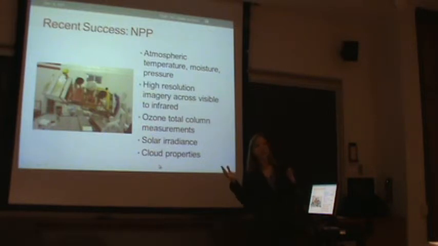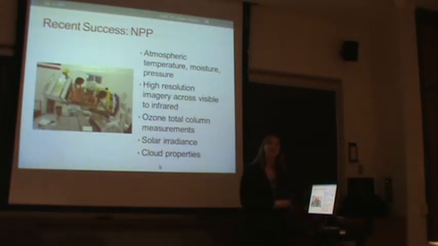But since the real ones are so delayed, this is now an operational satellite. So far it's been launched, things seem to be working, so that's good. It still does ozone measurements, which are important for climate, the solar irradiance, and it looks at cloud properties. So there still are some important climate measurements.